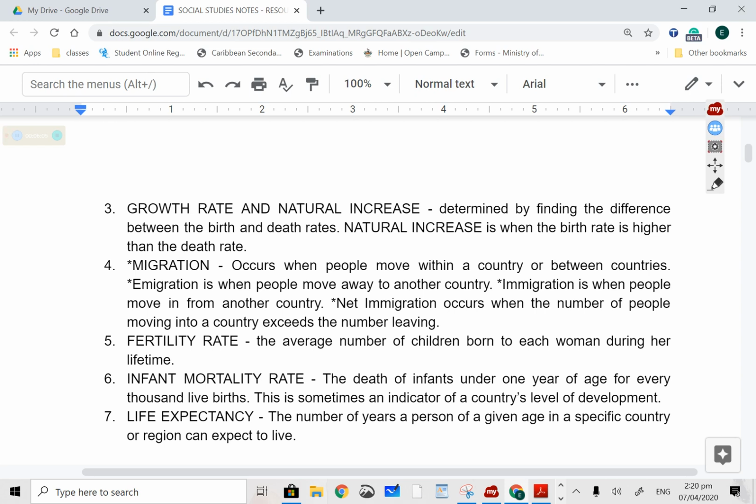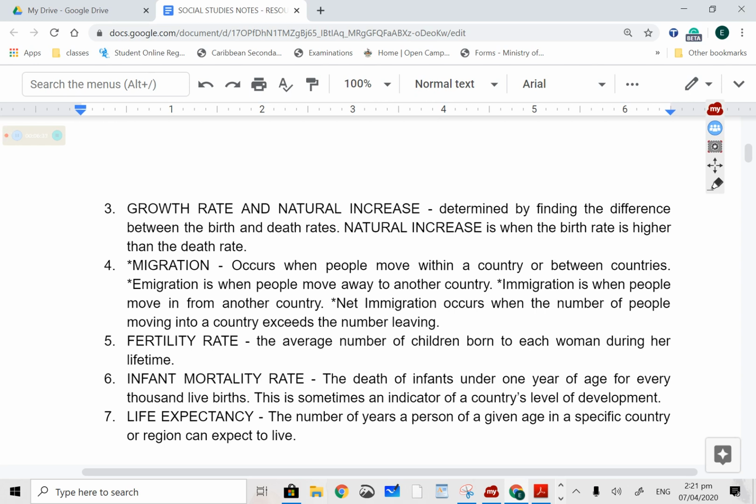When we say natural citizens, we mean that they were already born in the country and belong to the country in some way or the other before. Okay, right? So that will be natural increase. And then we have another factor that will influence population change, which would be migration. It occurs when people move within a country or between countries.